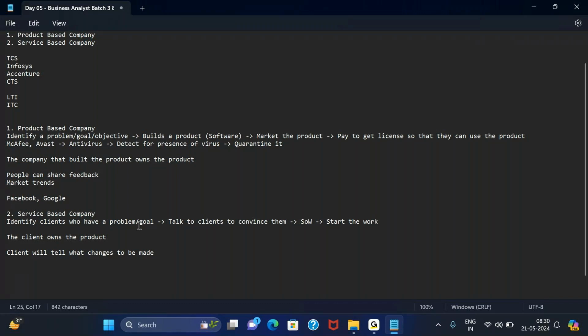Now, on the service-based company side, TCS, Infosys, Accenture, all these are examples of service-based companies that work on the client side. That means they try to identify the clients, build a good relationship with the client, and then try to build a product for them.